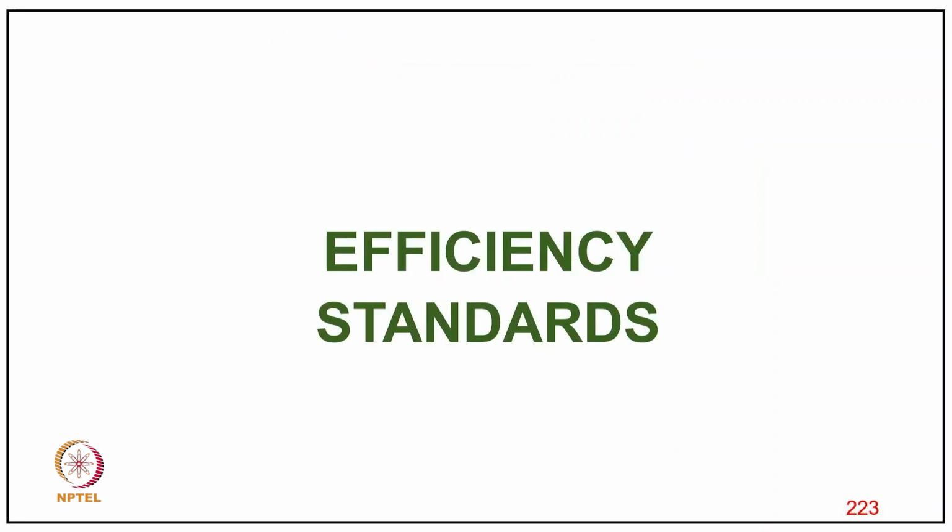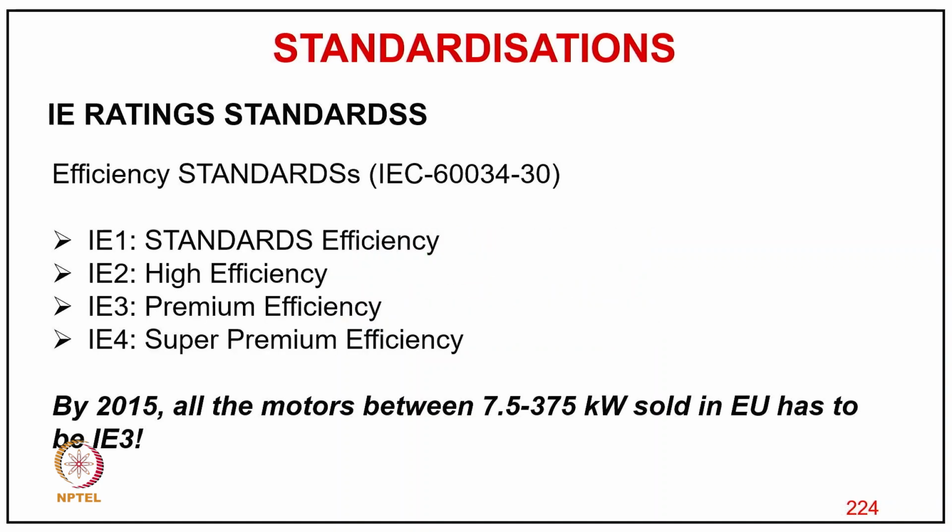Now coming to the efficiency standard, this has become very important probably in the last one decade, when we have the efficiency very marked according to the IC standard. We have IE1 standard efficiency, then high efficiency IE2, and IE3 premium efficiency, and IE4 super premium efficiency. You can say by 2015 all motors between 7.5 to 7 are sold in the European Union as called IE3.